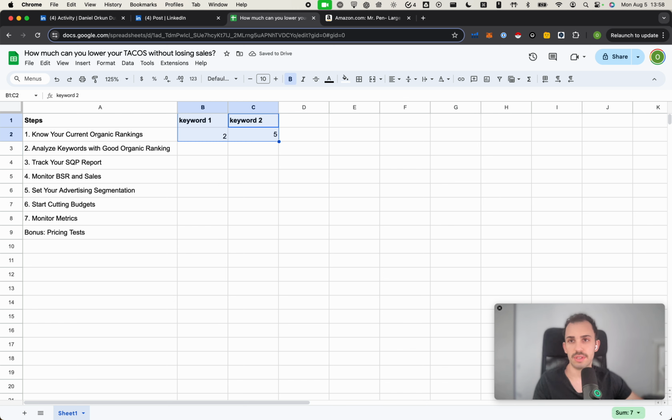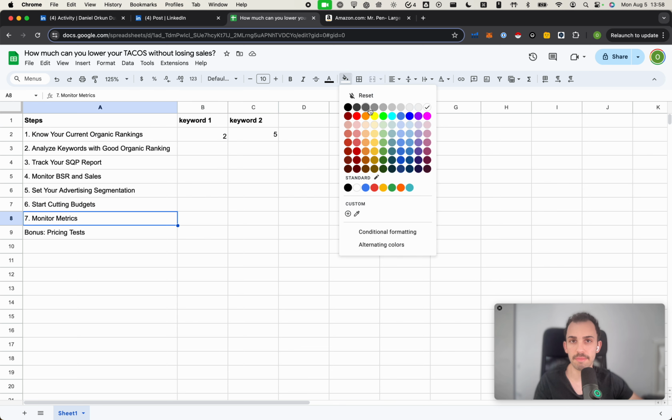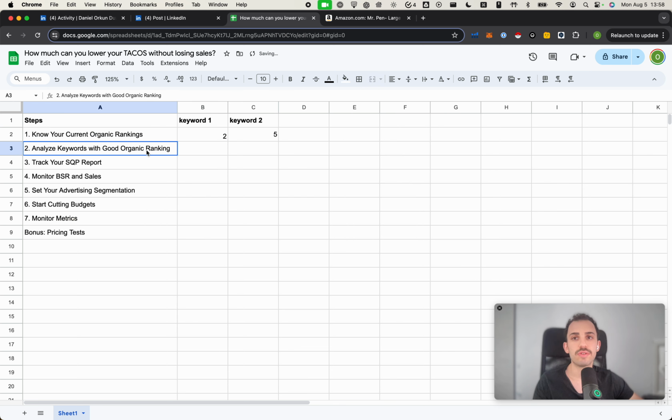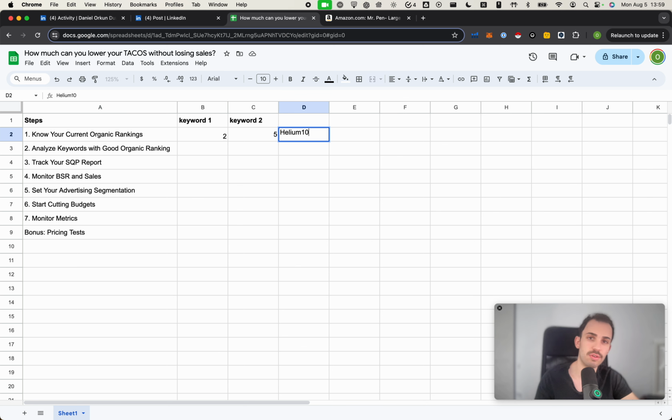So what I want to do is track those. I want to make sure that everything is being logged for the keywords where I'm already ranking pretty high, because what we're going to do at the end is lower our advertising spend and we want to track those. But I'll come back to the tracking part on the monitoring metrics step. To be able to do this, of course, you can use a Helium 10 account or any other tool. I'm using Helium 10, but this doesn't mean that you cannot use anything else.